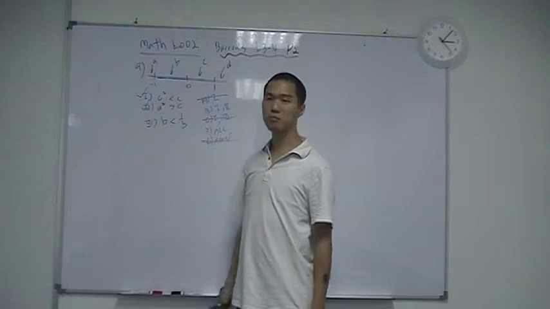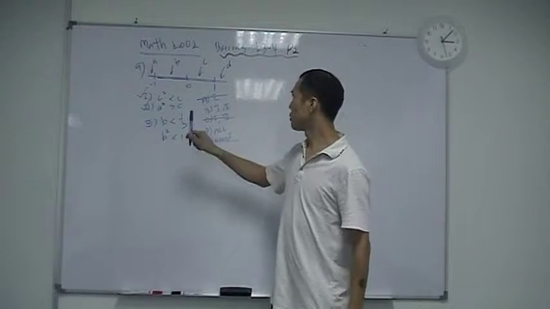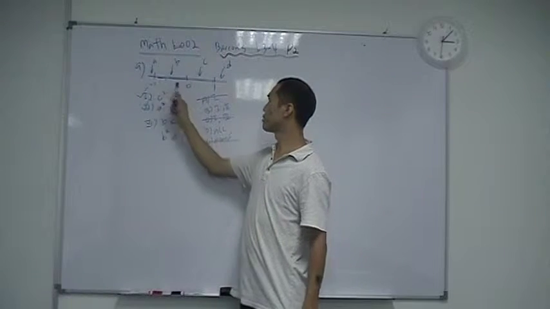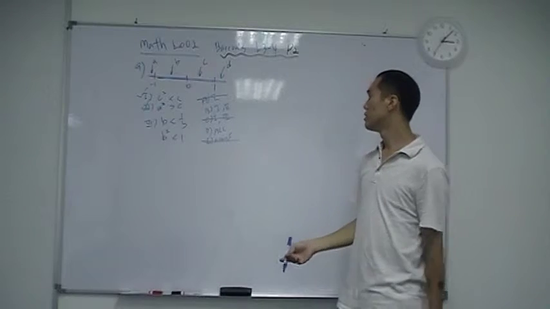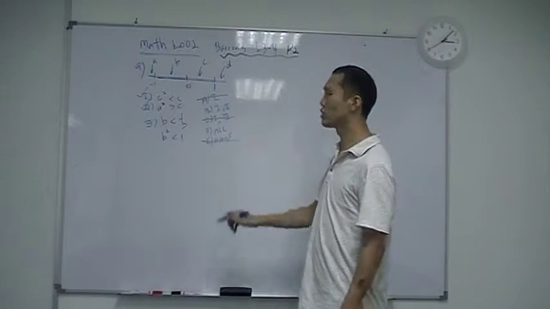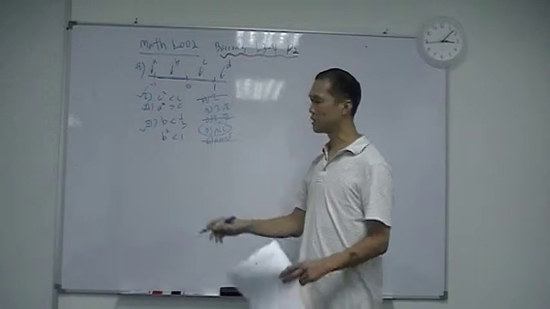B less than 1 over B. So you can change it to B squared less than 1. But B squared less than 1, does it make sense? Let's see. This is a fraction part, negative fraction. After you square it, it's always positive, but can it be more than 1? No, it's never greater than 1. So this answer is correct. So 1, 2, and 3, the answer is D.